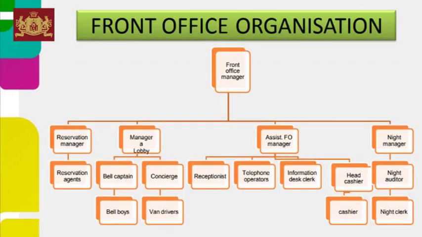Let's understand the flow of information or the hierarchy chart in the front office organization. As a front office manager, you are communicating with the reservation manager, manager at lobby, assistant front office manager, and the night manager. Reservation manager is further responsible to create revenue for the company with reservation agents. They are directly in touch with the reservation companies so that there is a continuous flow of business in the hotel entity.